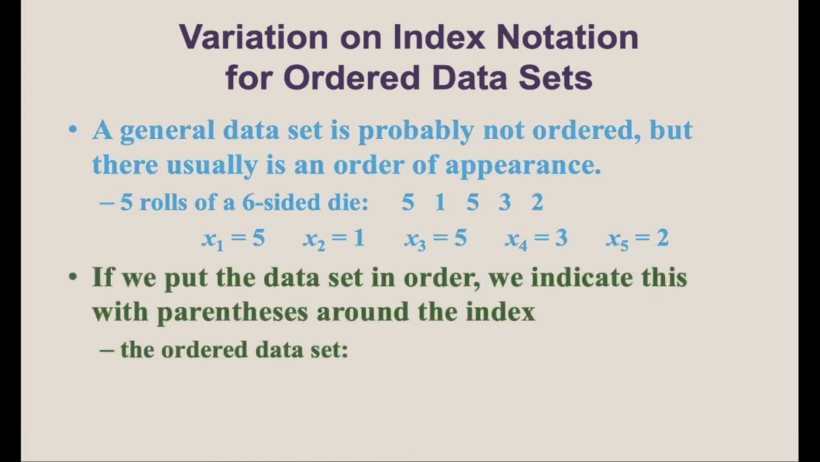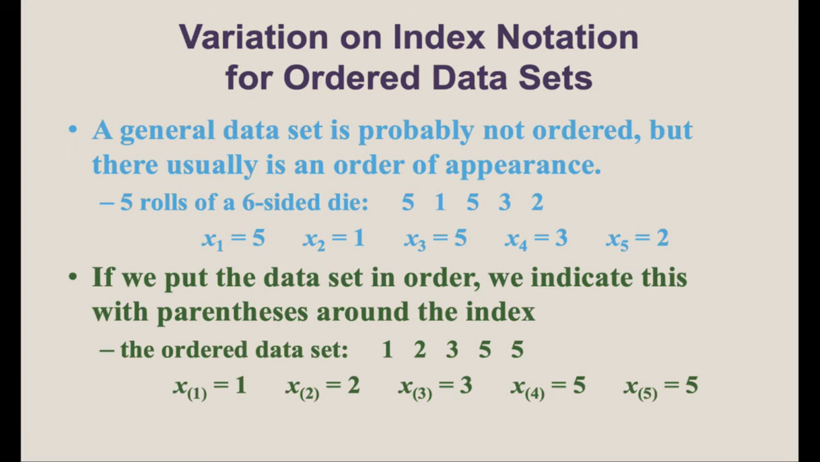Now, if we put the data in order, 1, 2, 3, 5, and 5, then we use a slightly different indexing notation. To indicate the location of a data value in a sorted data set in ascending order, we wrap the index in parentheses. Here the ordered x sub (1) is 1. The ordered x sub (2) is 2. And so on. Note that the indices have been wrapped inside of parentheses, x sub (1). While x sub 4 was 3 in the original data, x sub (4), i.e. ordered x sub 4, is 5.